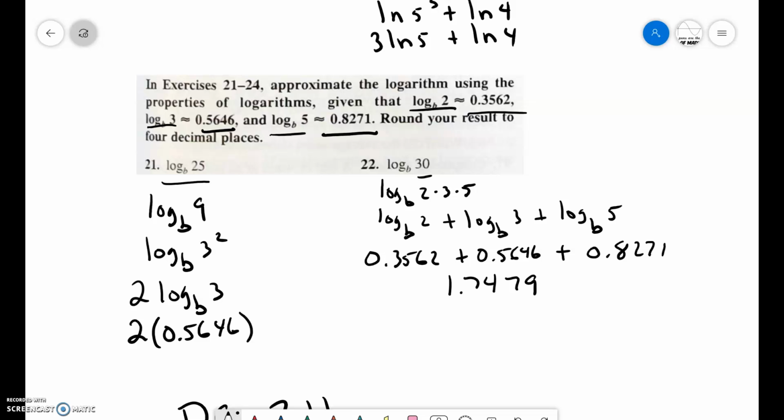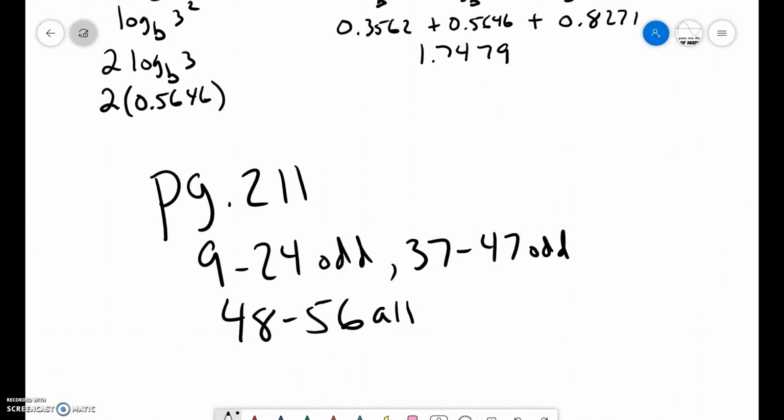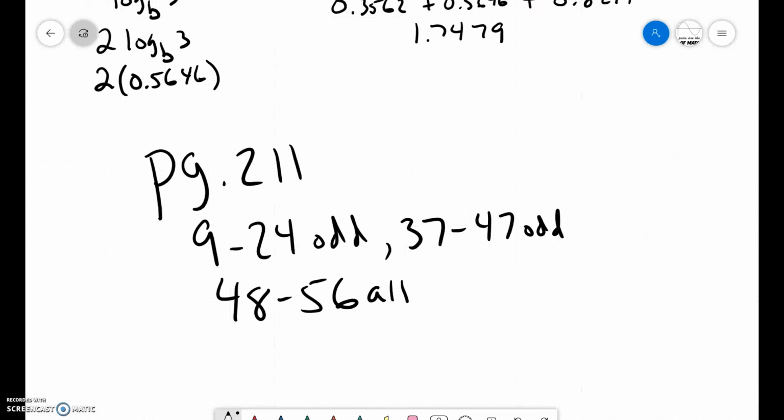All right. Again, these problems are not that important in terms of the long term of what we're doing. It's more about just playing with the properties here. So those are it. The rest of the problems I'm going to assign you here, you can see listed down below, and I'll have them, of course, posted: 9 to 24 odd, 37 to 47, and 48 to 56 all. Those problems are the ones like the last two examples in the notes, where you're expanding out. Those are the more important ones. I'll also send you the answers to these so you can check how you're doing.